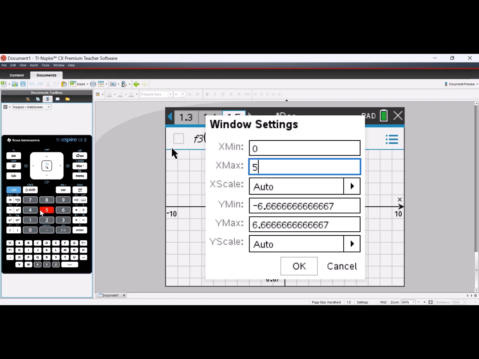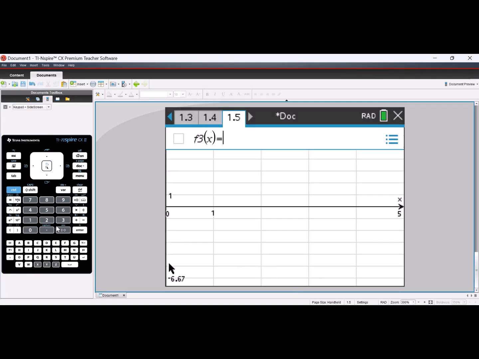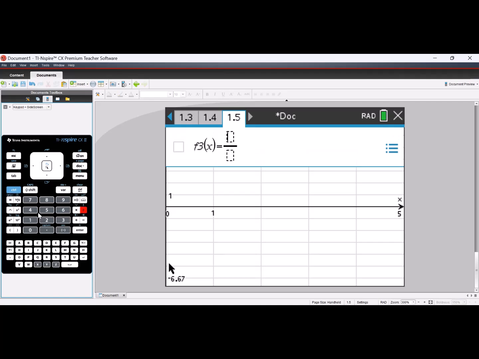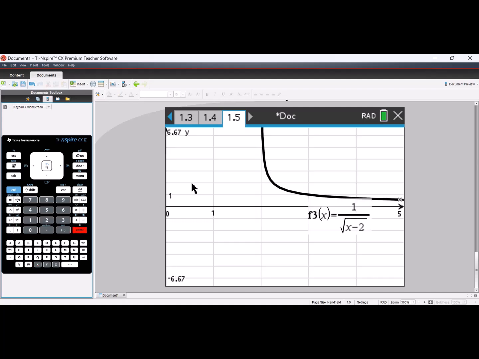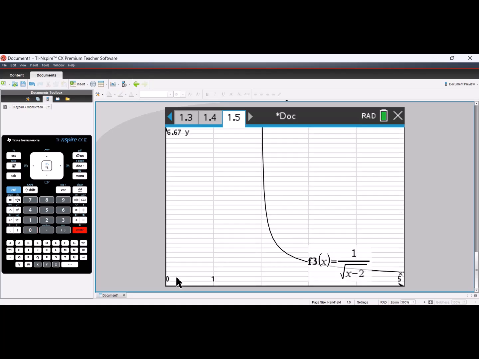because we only want the x's from 0, tab, to 5. And you know what? I'm just going to count by 1 so that I can tell where I am, and I'm going to click OK. Now I'm going to use my fraction template. 1 over, control, I would need the square root of x minus 2, and hit enter. Now notice I don't need these negative y values either.